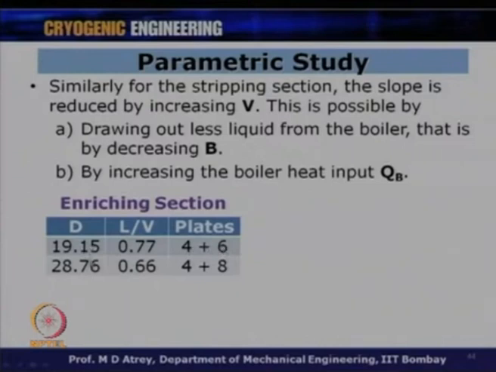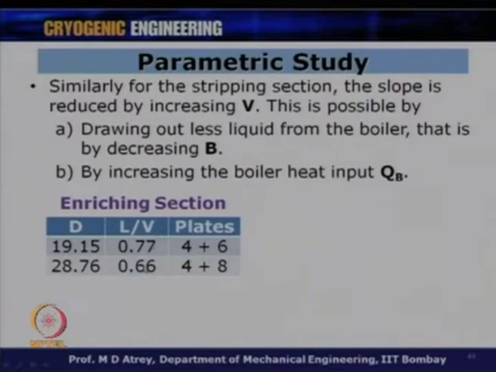If I increase the value of D, which is what we just saw, if I increase the amount of condensate taken from the condenser, my L by V is going to decrease. Alright. So, 0.77 got decreased to 0.66. As a result of the L by V decrease, because of the slope change, the operating line shifted towards the equilibrium curve, which resulted in an increased number of plates. So, now I need 4 plus 8, that means I need 12 plates instead of 10 plates over here. So, this was the effect which you can see with the decrease in the slope of the enriching section.